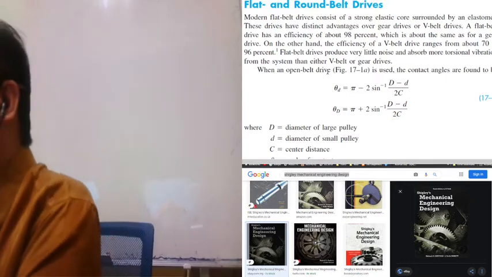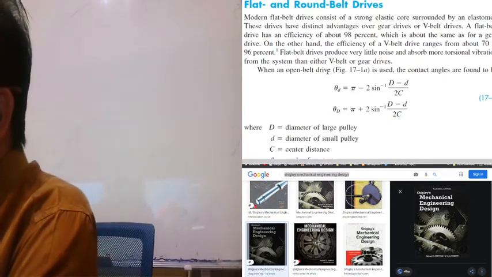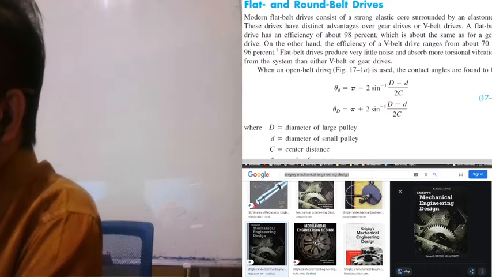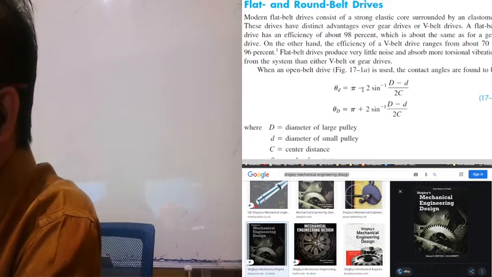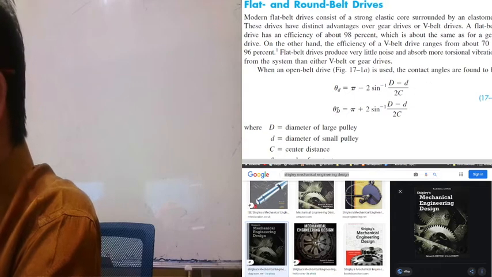drive. When an open belt drive is used, the contact angle is found to be theta D equals pi minus 2 phi. You can see the equation.